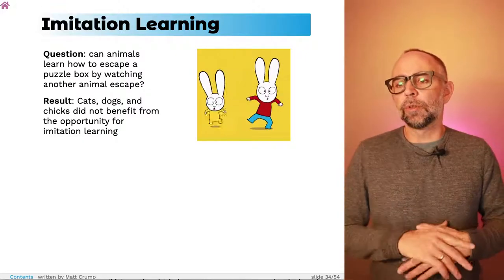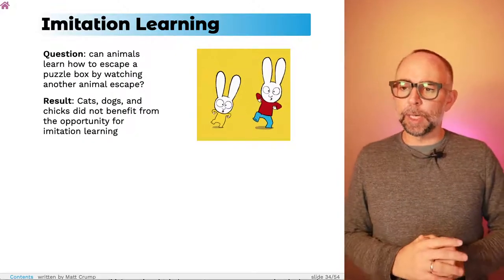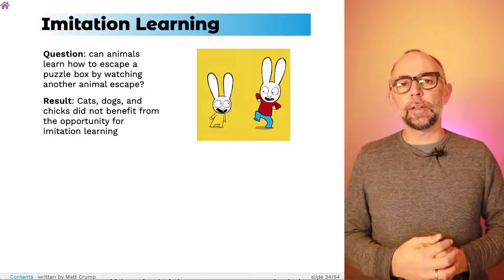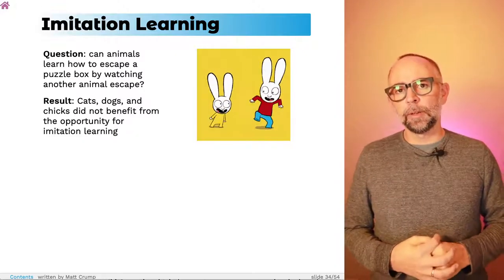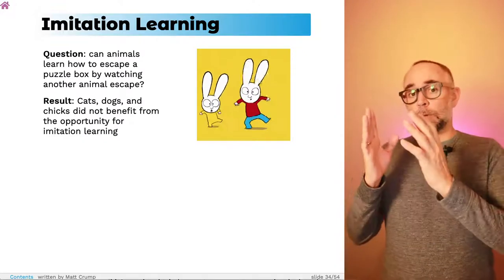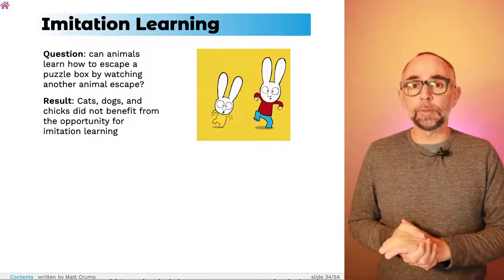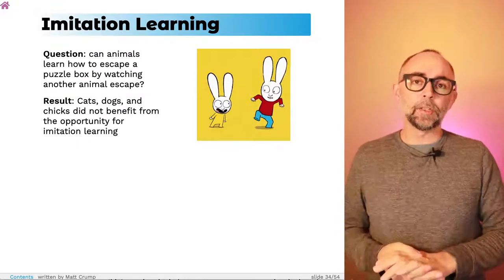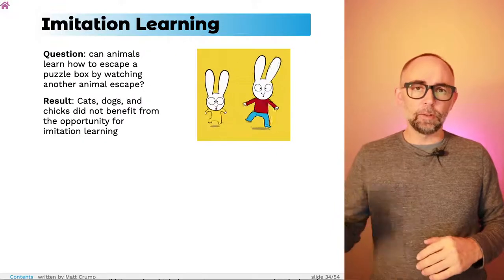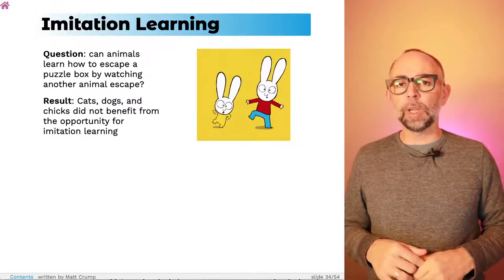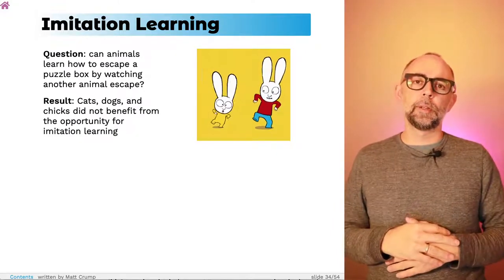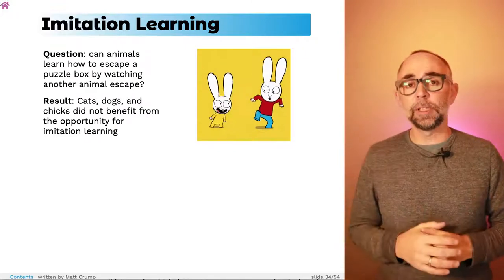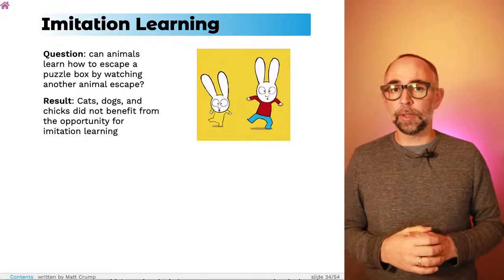Can animals learn how to escape a puzzle box by watching another animal escape? So Thorndike would have one group of animals learn how to get out of a puzzle box. He would measure how many times or how long it took them to get out. And those animals wouldn't have had any experience watching any other animals do the same thing.